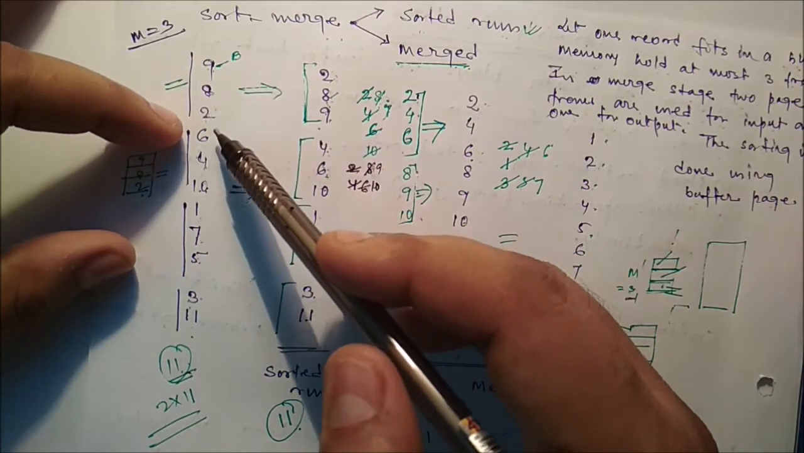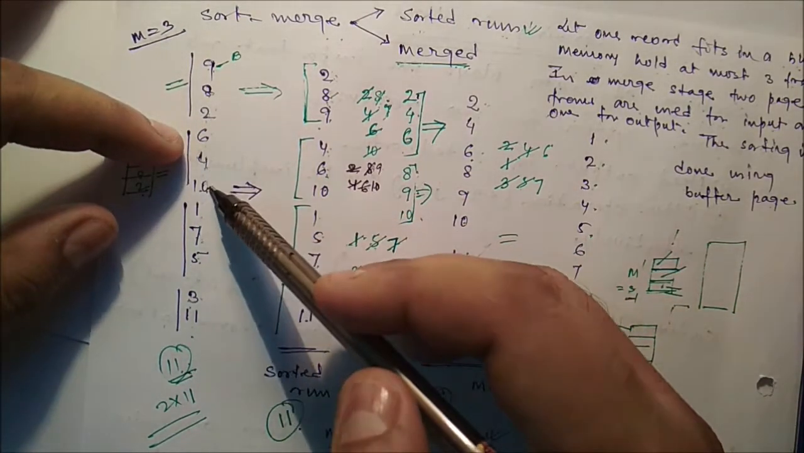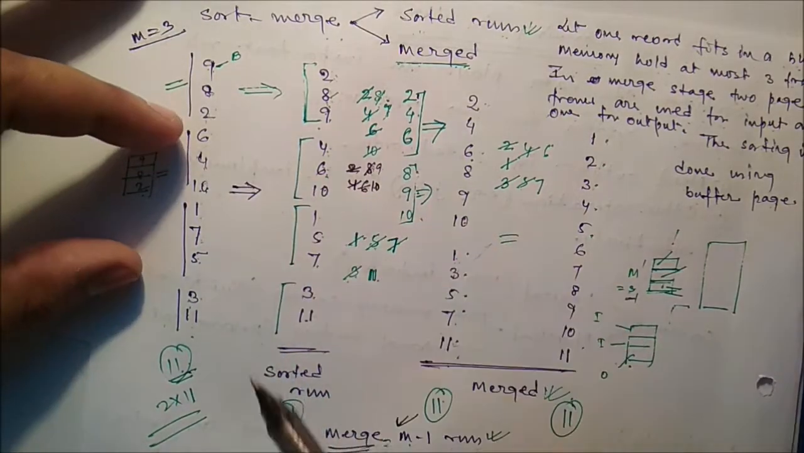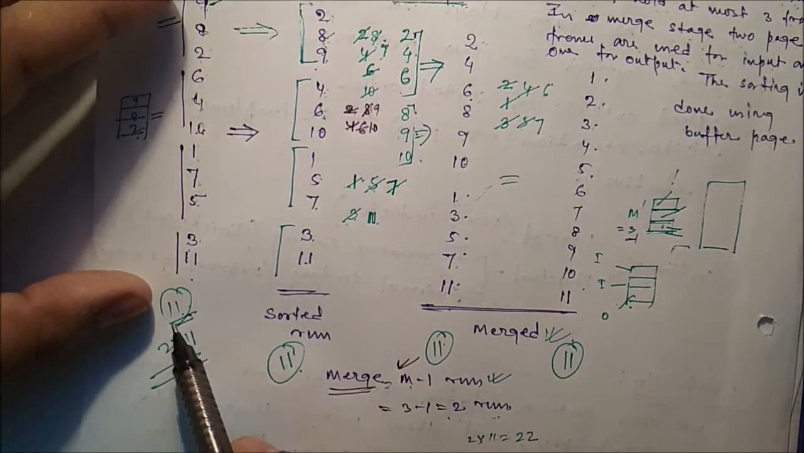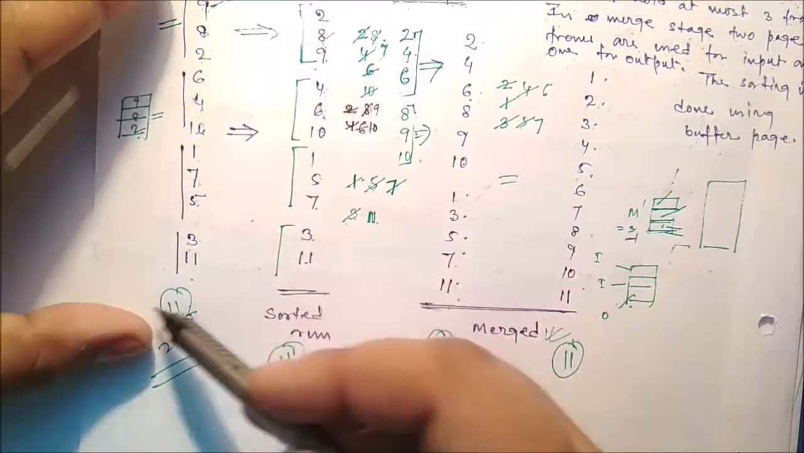Are you getting this one? Then 6, 4, 10. Take this particular block and return back. So the number of blocks is what? The number of transfers is what? It is 2 times the total blocks.